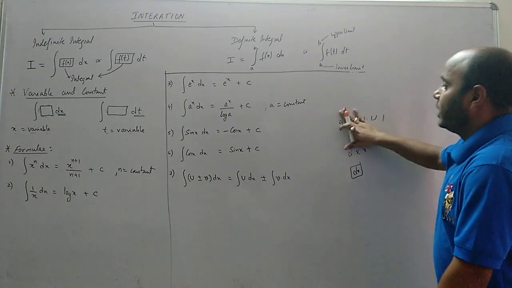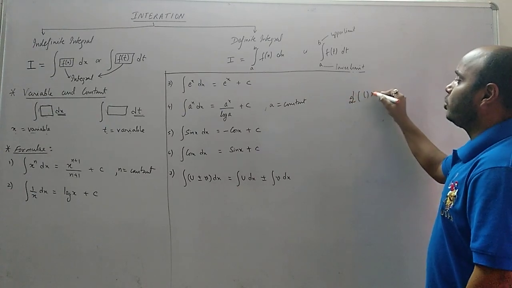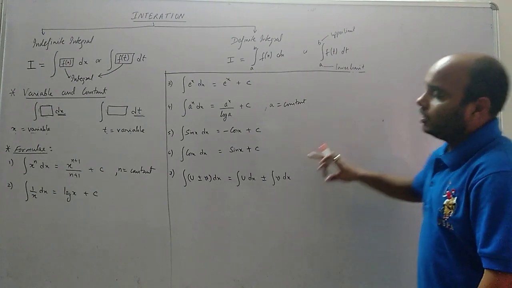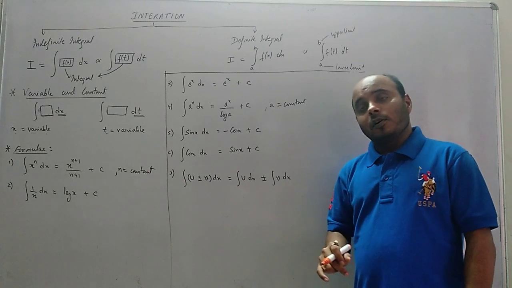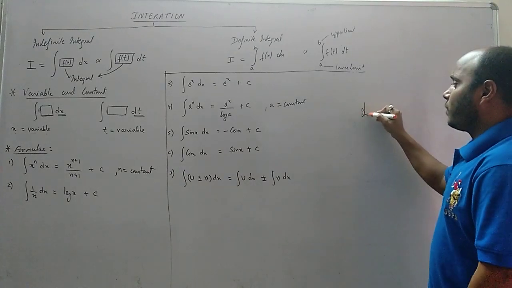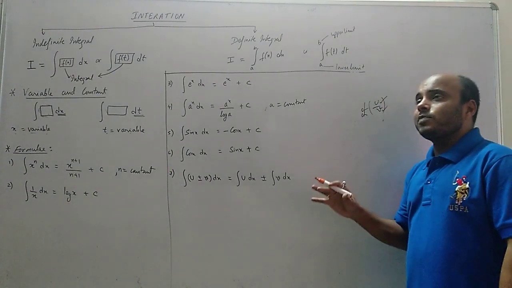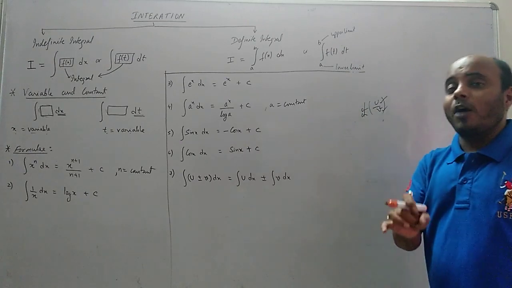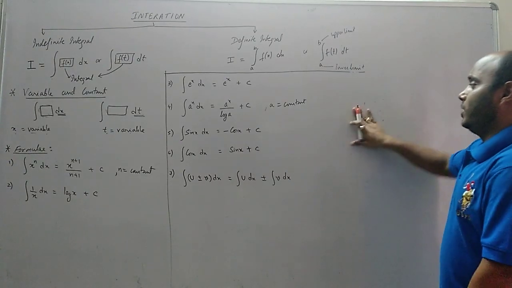Understood? Now, in differentiation, you have a formula for the differentiation of u into v. That formula you have in integration also, but we don't need it in physics, so I am not discussing it. Also, in differentiation of u by v we have variable by variable, but in integration we don't have any formula of variable by variable. But we do have a formula of integration of variable into variable, but we don't require it in physics.